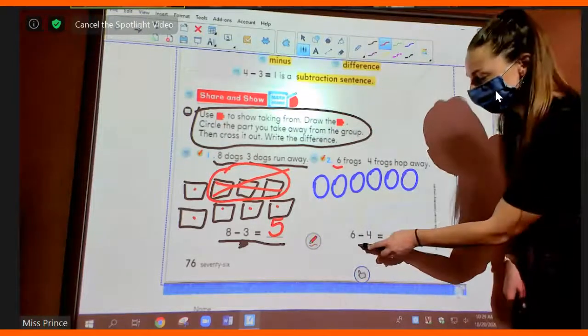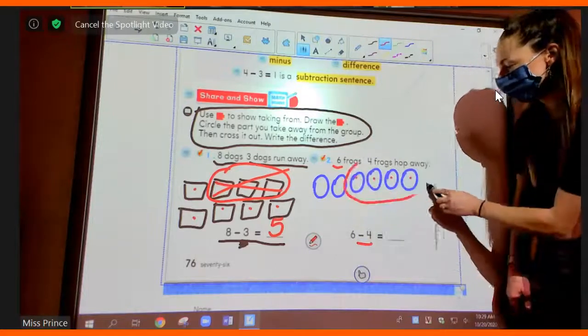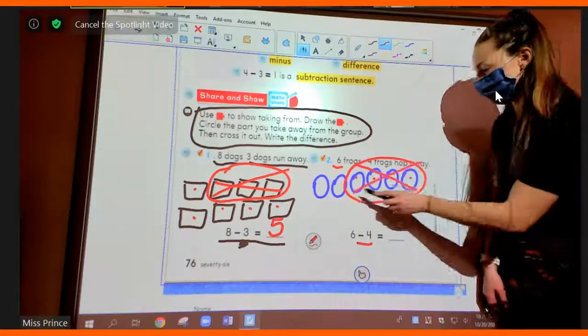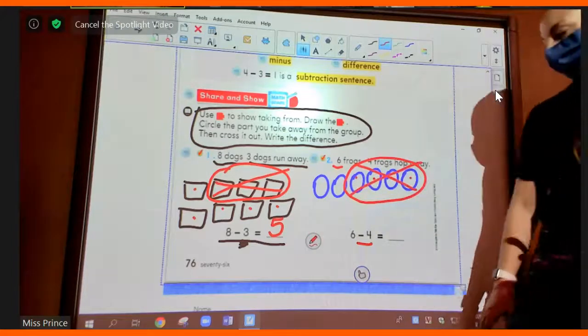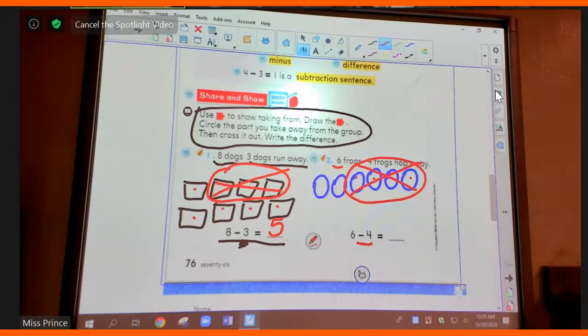Good job. He says take away 4. So 1, 2, 3, 4. Those are the ones I'm taking away. Watch what I do. Get rid of them. I want to know how many are still left. 2. Do you guys agree with Kieran? Yes. 2. Nice job. I love that I can hear you guys participating with me. That's showing me that we can get through this so we can move on to the other stuff, okay? All right.